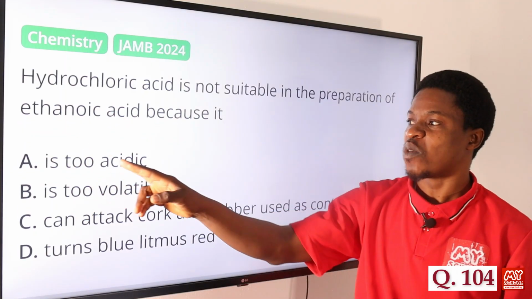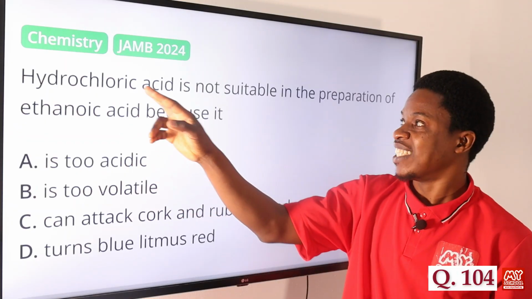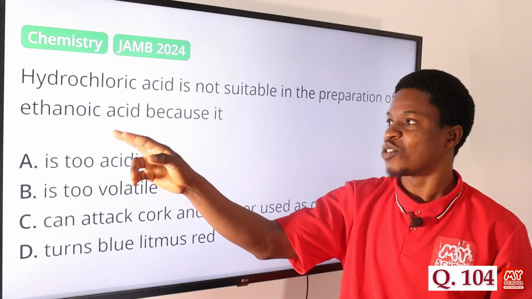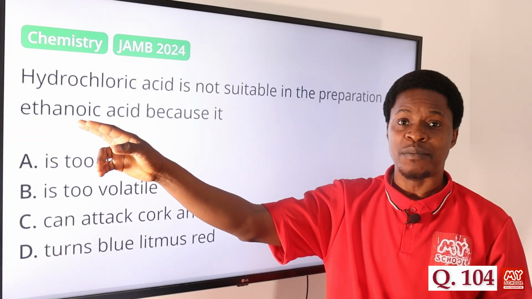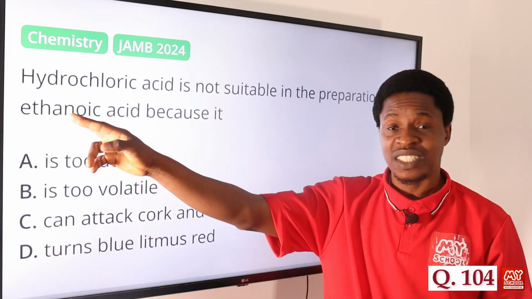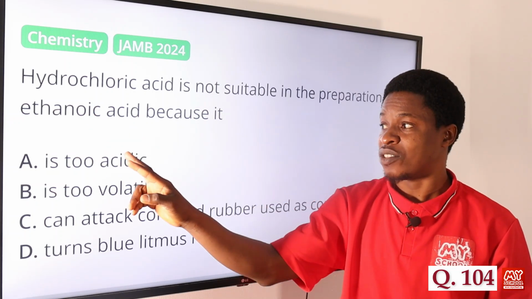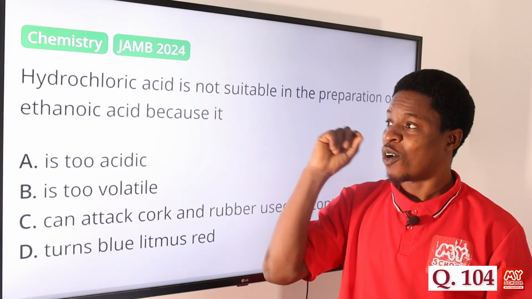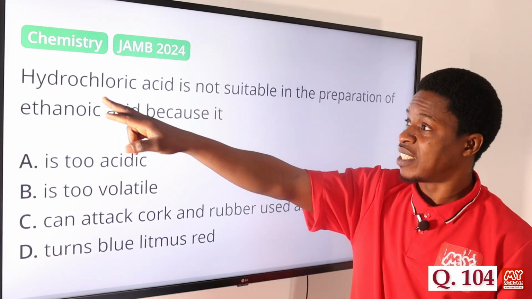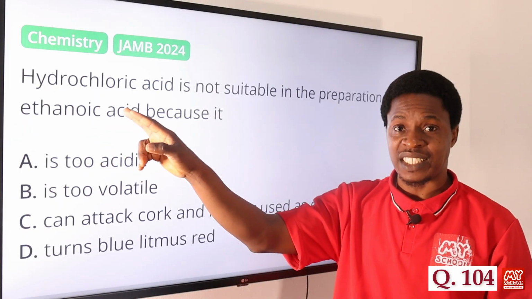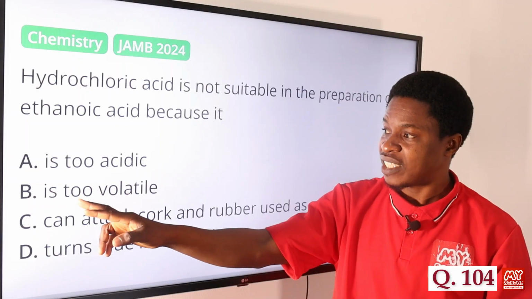Option A says it is too acidic. Well, it is acidic. If it is too acidic, I think that should be a good reason why we would be able to use it to prepare ethanoic acid, because this is a weak acid. A strong acid can be used to prepare a weak acid. So this is not a suitable reason why it is not suitable for ethanoic acid preparation. Option B says it's too volatile.